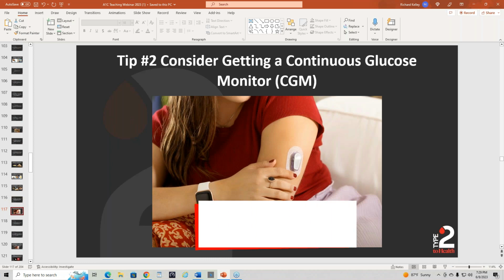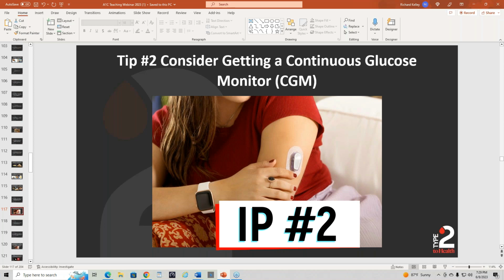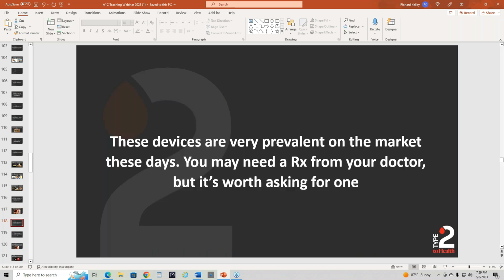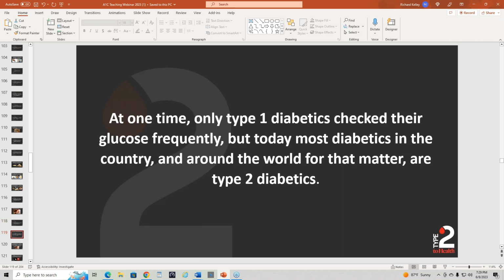So tip number 2 is this: consider, if you don't already have one, getting a continuous glucose monitor. Now, these devices are very prevalent on the market these days. You may actually need a prescription from your doctor to get one, but it's worth asking for one. At one point in time, only type 1 diabetics checked their blood glucose frequently, but today, most diabetics, over 90% of all diabetics in the country and around the world for that matter, are type 2 diabetics.